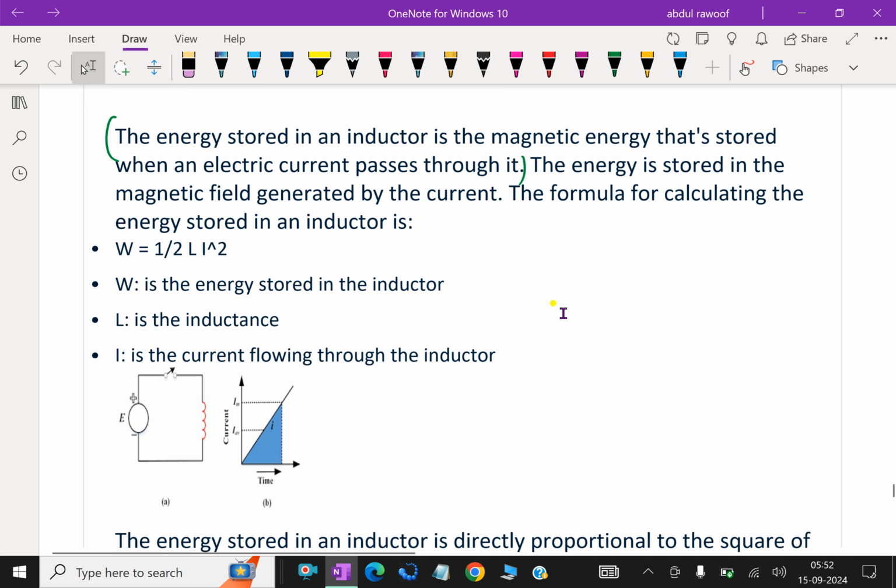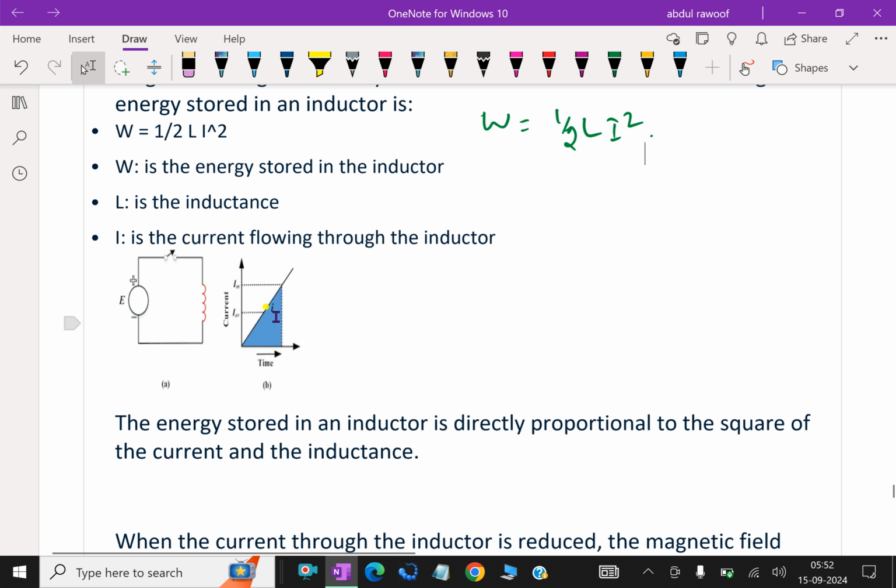The energy is stored in the magnetic field generated by the current. The formula for calculating the energy stored in the conductor is W equal to half L I square, where W is the energy stored in the conductor in joules, L is inductance in Henry, and I is the current flowing through the conductor in amperes.